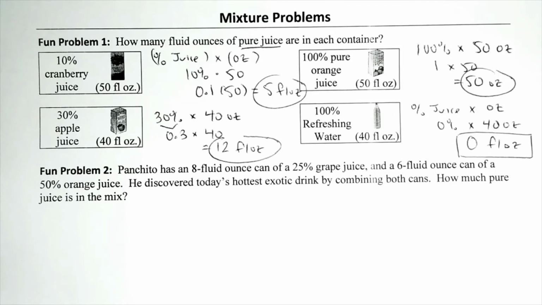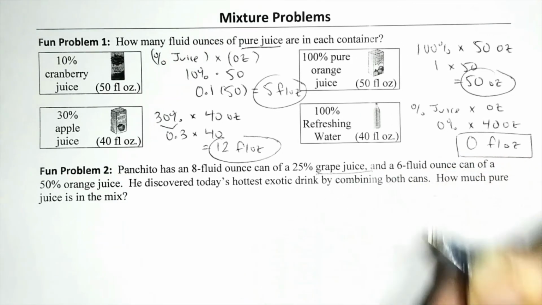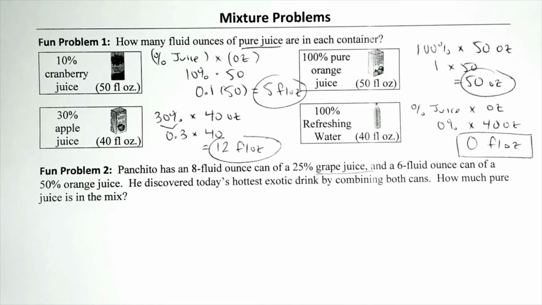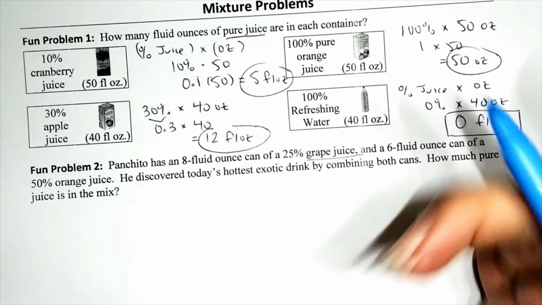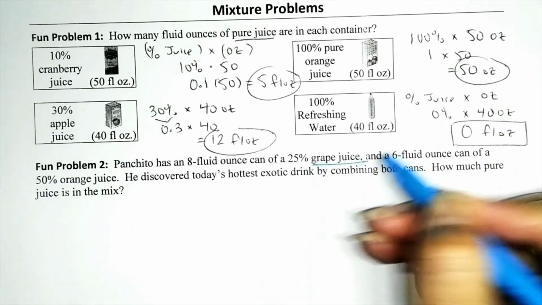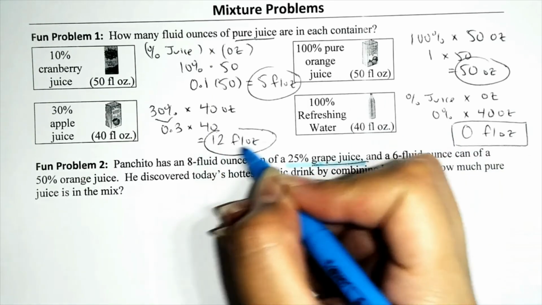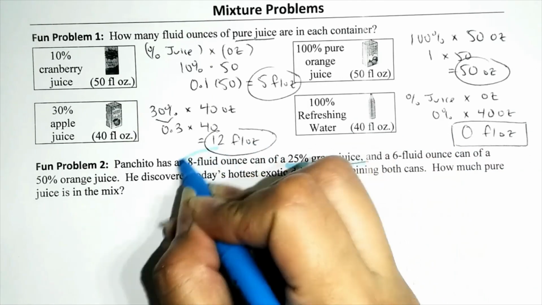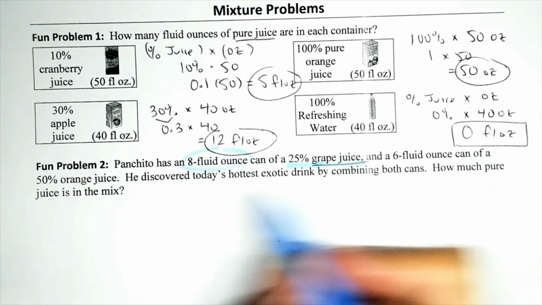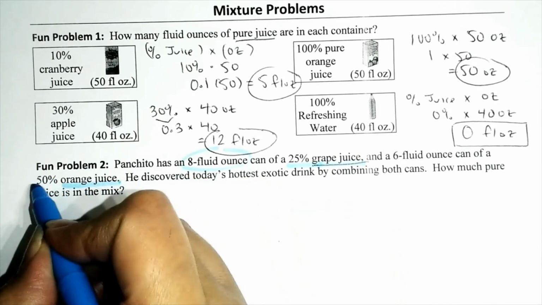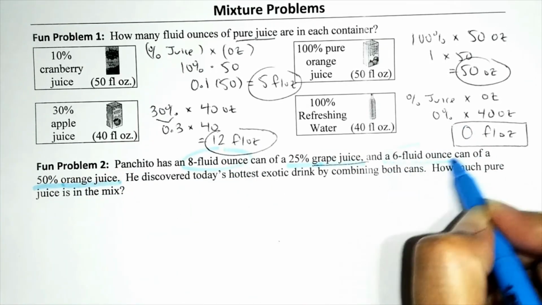Okay, so we have some, well, it would have been nice if I kept reading the problem, but I get a little bit excited at times. So we have some grape juice. It's 25% juice. And we have 8 fluid ounces. Okay. We also have some orange juice. It's 50% juice, and we have 6 fluid ounces.